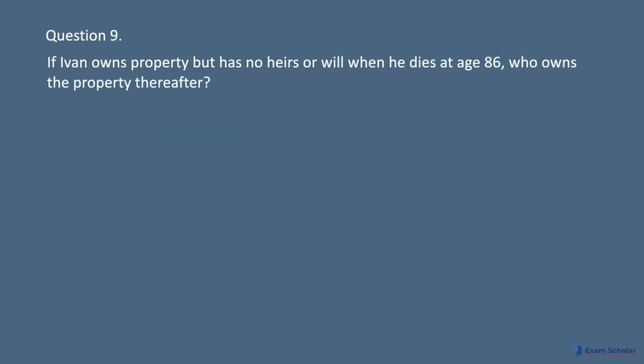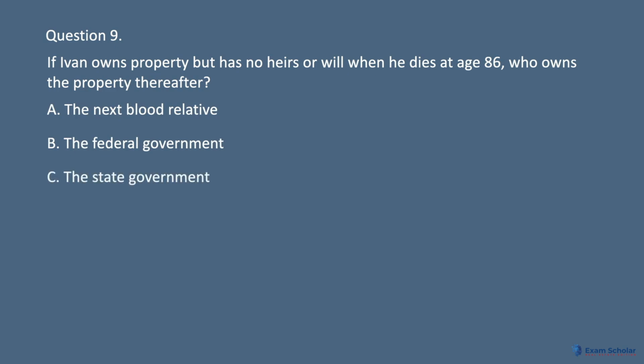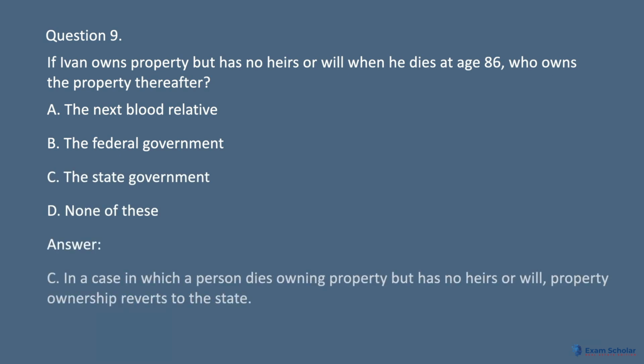Question 9. If Ivan owns property but has no heirs or will when he dies at age 86, who owns the property thereafter? A. The next blood relative. B. The federal government. C. The state government. D. None of these. Answer: C. In a case in which a person dies owning property but has no heirs or will, property ownership reverts to the state.